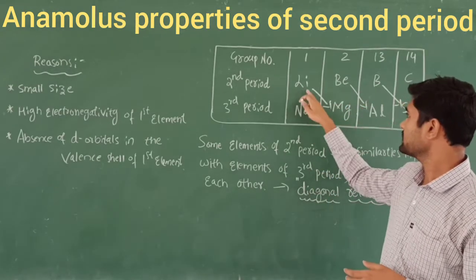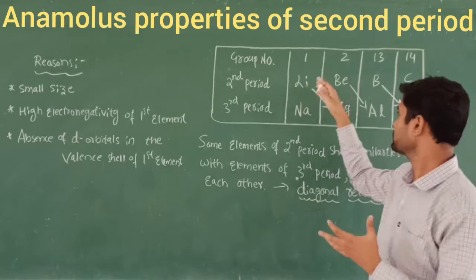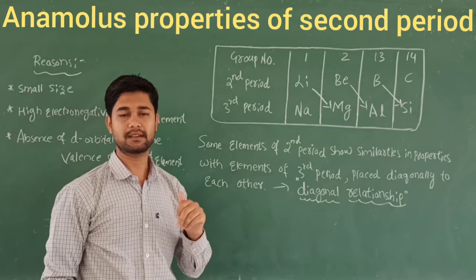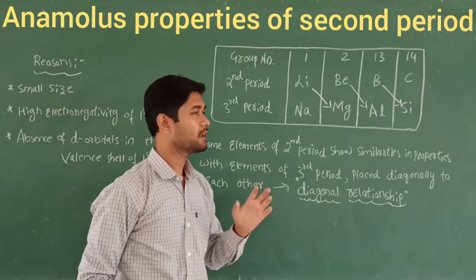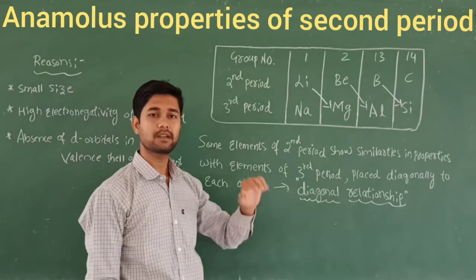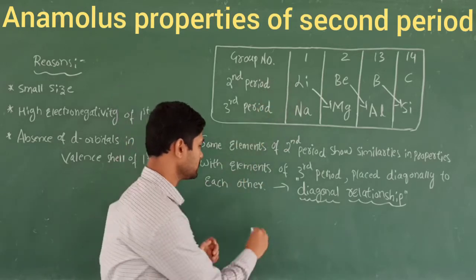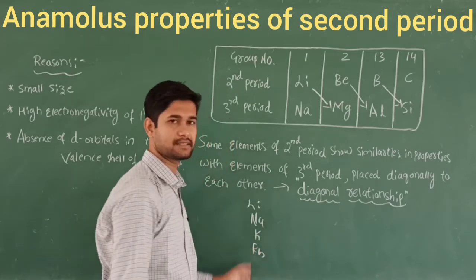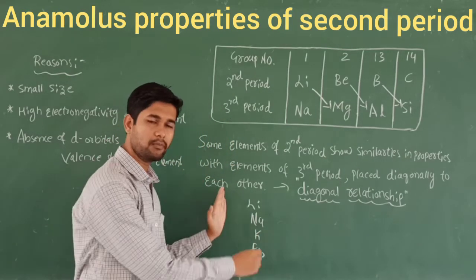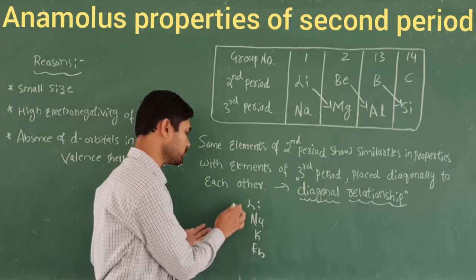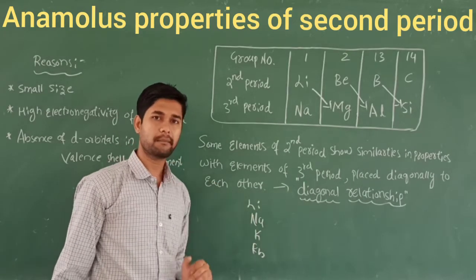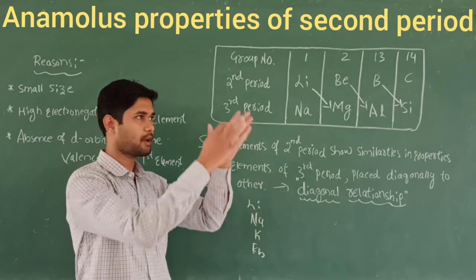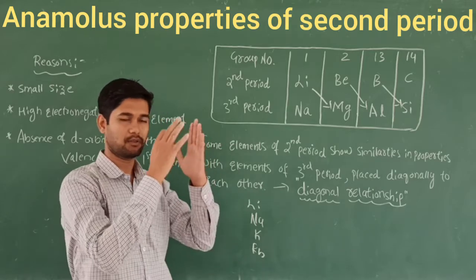What happens is that lithium and some of these group 1, group 2 elements and group 13 to group 17 elements show some defects. Those defects we are going to study here. First I take the group 1 elements: lithium, sodium, potassium, rubidium, cesium, right? We make it one family and call it the group 1 family. Why? Because they show similar properties. That's why we place them along the vertical column.